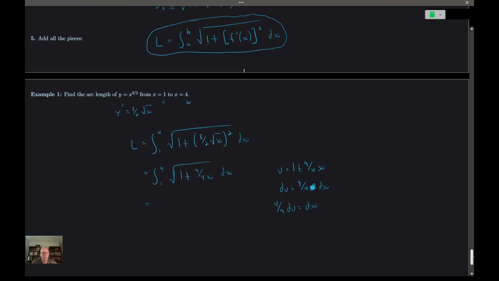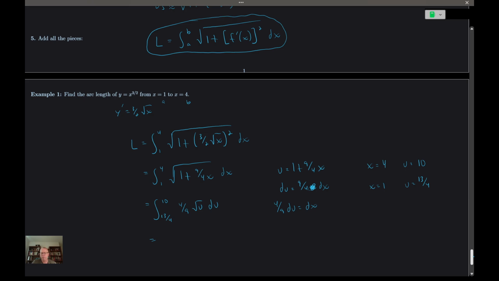All right, so then let's do our substitution. So let's change our limits of integration. If x is 4, plug 4 in here, and we get that u is going to be 1 plus 9/4 times 4, which will give us 1 plus 9, which is 10. And then when x is 1, we get 1 plus 9/4, and that is 13/4. So our new integral is going to go from 13/4 to 10 of square root of u times dx, which is 4/9 du. So 4/9 square root u du.